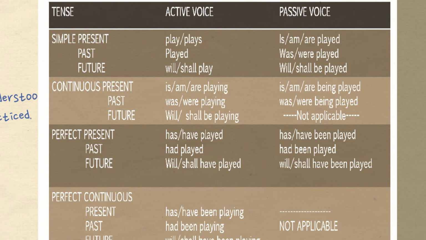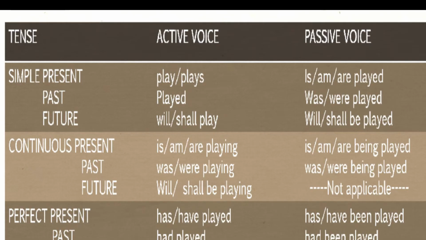When we take up the present continuous tense, in the active voice, the verb form is am, is, are plus play plus ing. That's changed into the passive voice, and it becomes is, am, are plus being plus played. This ing is shifted to the verb be, and the main verb will be used in the third form. The past participle of the main verb will be used whatever the tense it is.